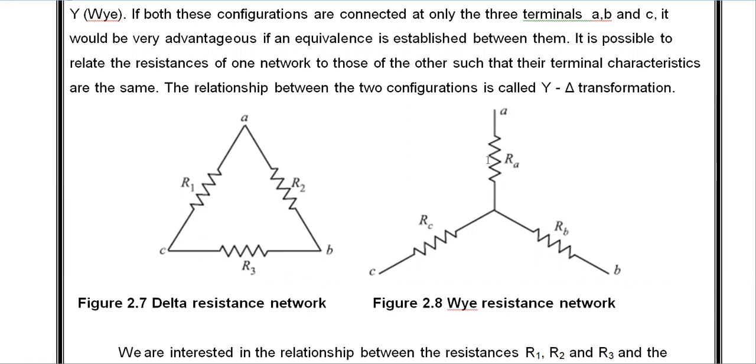Either this form into this form, or this form into this form, we are using a transformation. It is called the star to delta transformation and delta to star transformation.